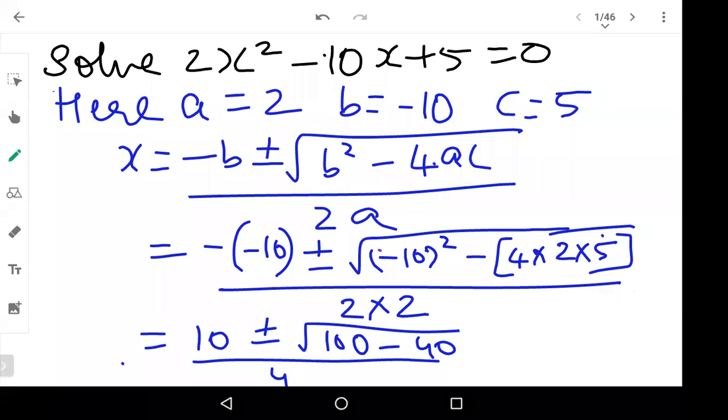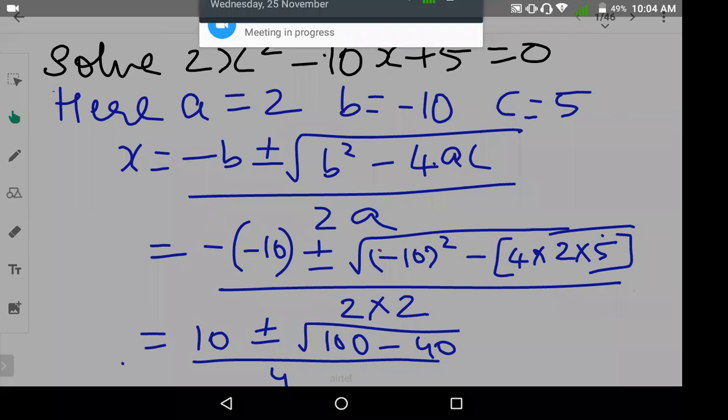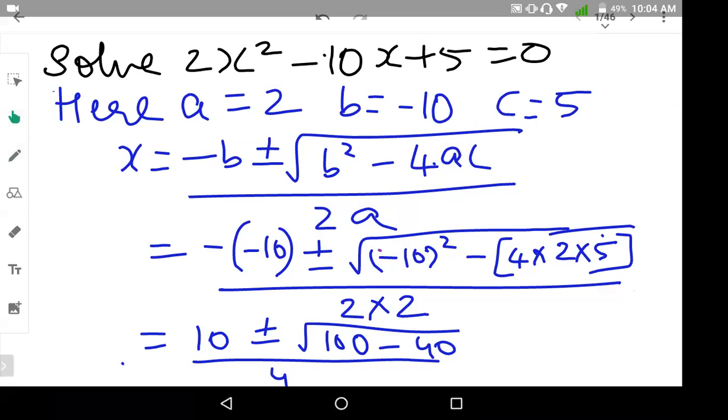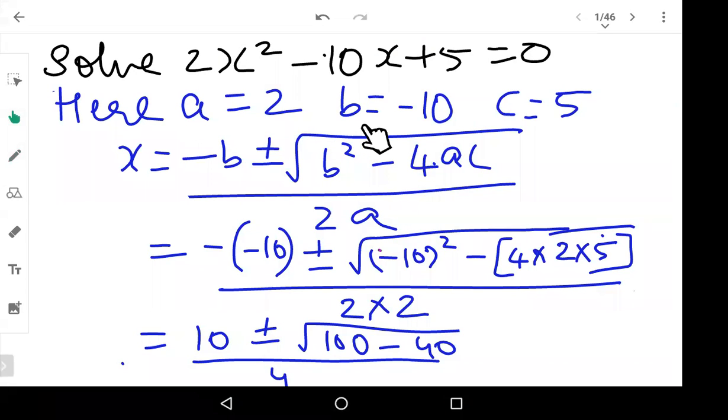So if you see here, 2x square minus 10x plus 5 is equal to 0. As usual, you are supposed to identify what is A, B and C and then apply it into the formula.